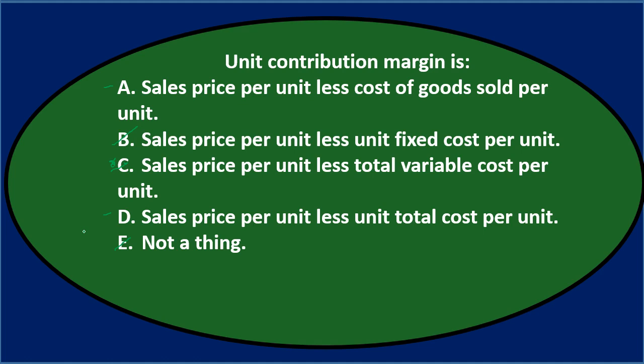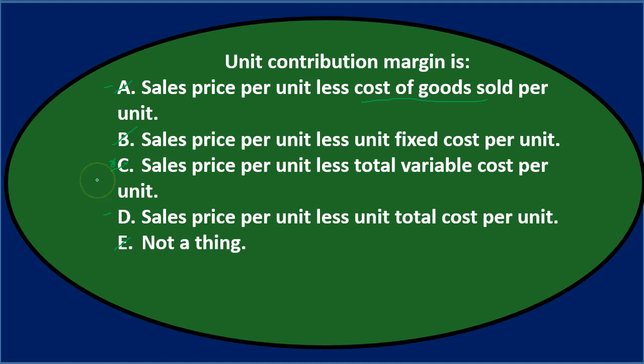C, sales price per unit less total variable cost per unit. D, sales price per unit less unit total cost per unit. Okay, so of these three, A sounds reasonable, probably most familiar because it's a financial accounting term. And cost of goods sold, note, isn't what we typically use in the cost volume profit. That's going to be a financial accounting term. That would be basically gross profit per unit is what we're considering here. But this is CVP. We're breaking things out by behavior, fixed and variable.